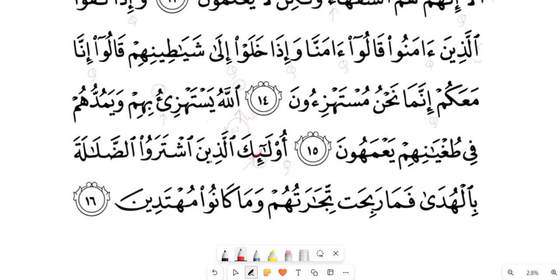أولئك الذين اشتروا, going directly to sheen. This is hamzatul wasl. As you can see the صاد here. اشتروا الضلالة. Going directly to ضاد, cancelling hamza. This is cancelling, and lam also cancelling. This is from the wasl. Bilhuda, cancelling the hamzatul wasl directly to lam. This is wasl. Huda, wama rabihat tijaratuhum wama kanu muhtadin.